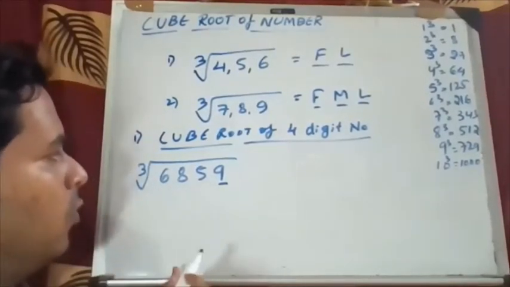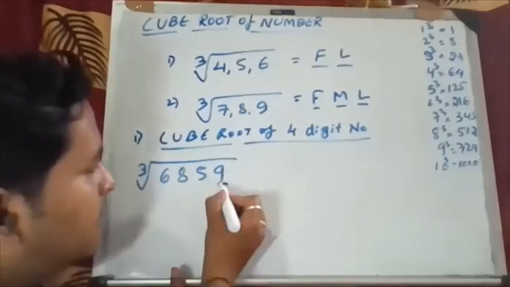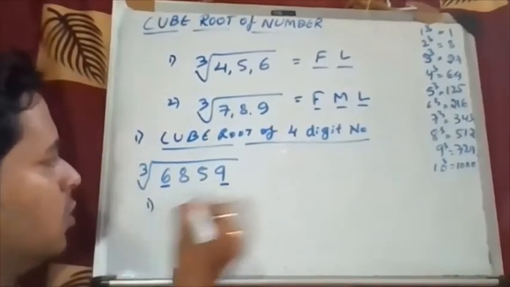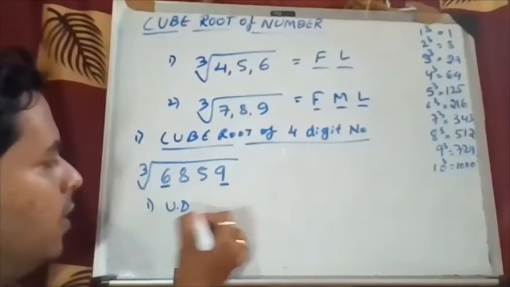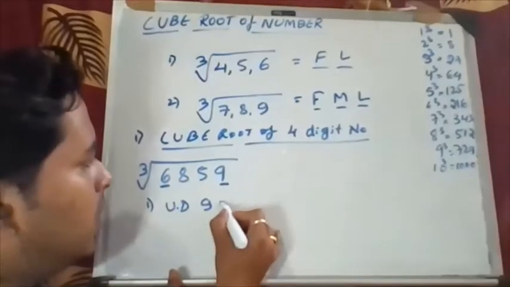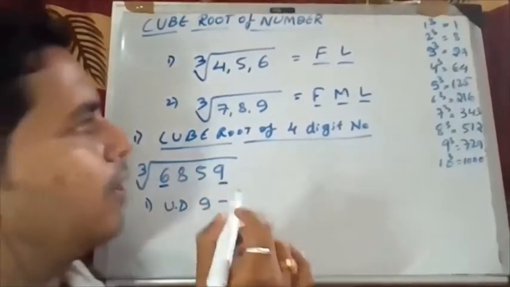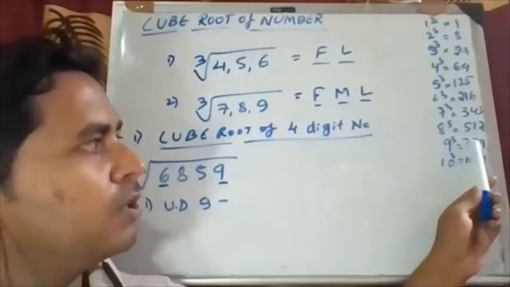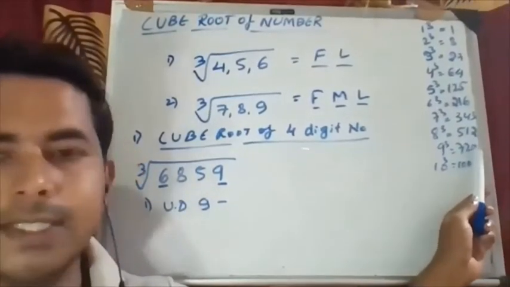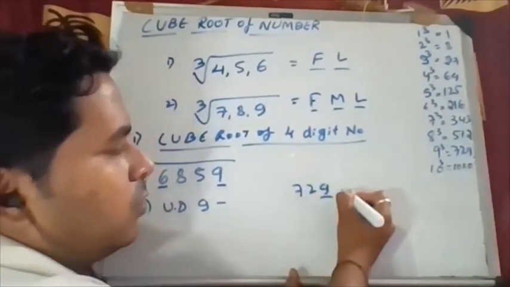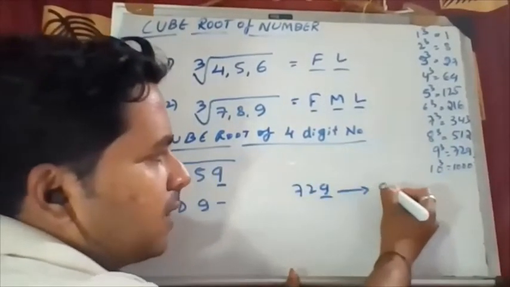So what we have to do, we have to identify unit digit and the first digit. So first consider unit digit. So unit digit value is 9. Okay, so 9 is here. Dekho, the cube of 9 is 729. So here unit digit is 9. So 729 has a unit digit 9. So its corresponding value will come as a 9.